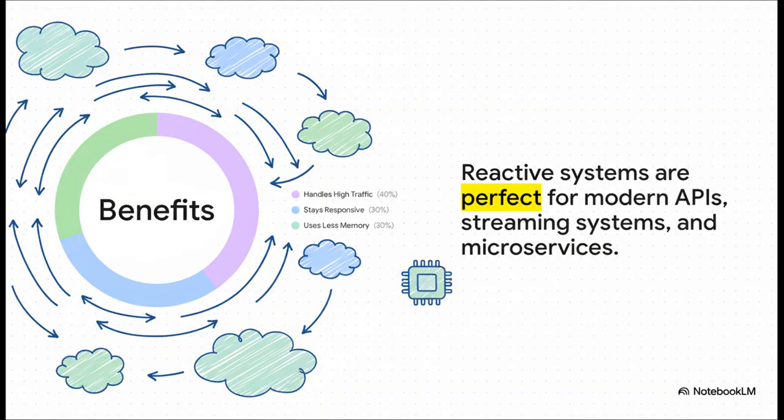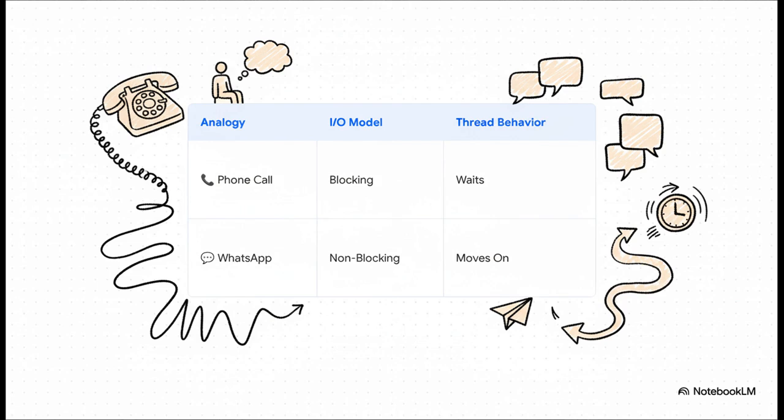You can see reactive systems are amazing at handling high traffic. They stay snappy and responsive even when they're getting hammered with requests, and they do it all while using way less memory. This is exactly why they are the go-to choice for modern APIs, streaming data, and microservices. So let's just bring it all home back to our simple analogy one last time. The phone call is blocking I/O, where your worker just waits. The WhatsApp message is non-blocking I/O, where your worker sends the request and moves on. When you think of it that way, it really is that simple.